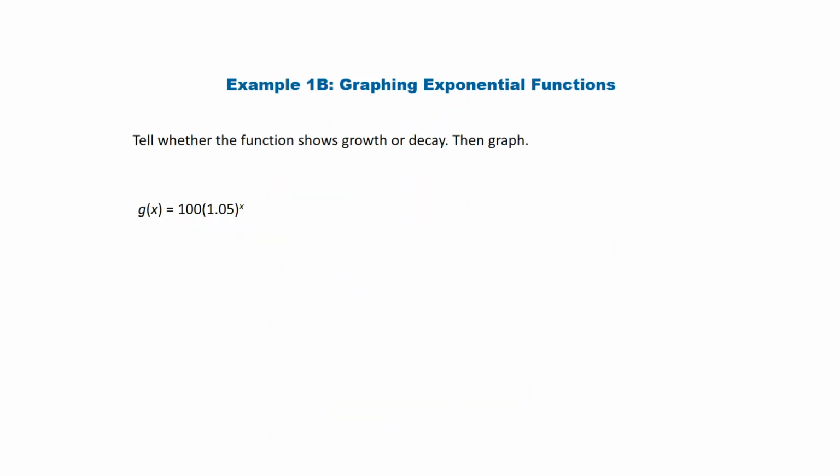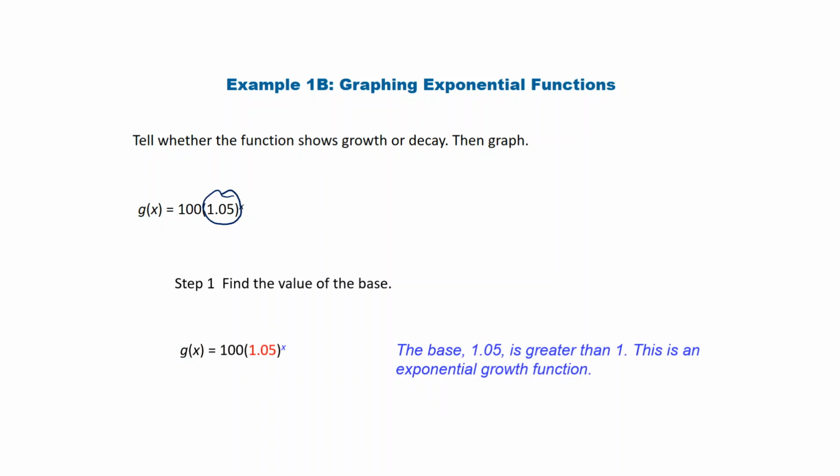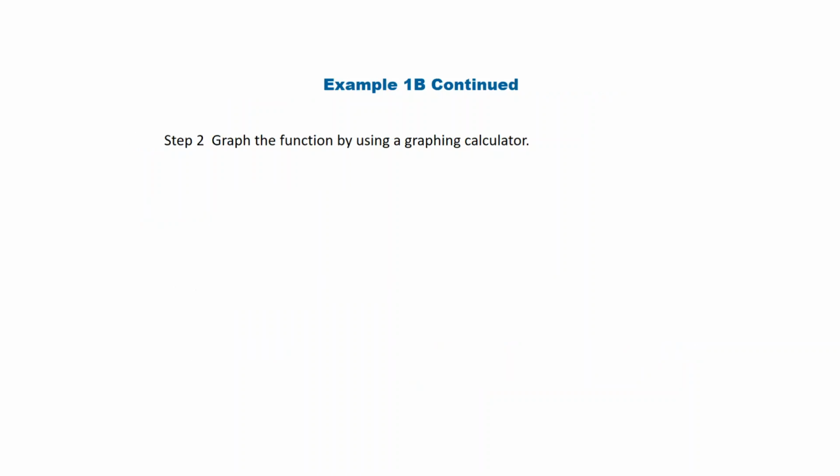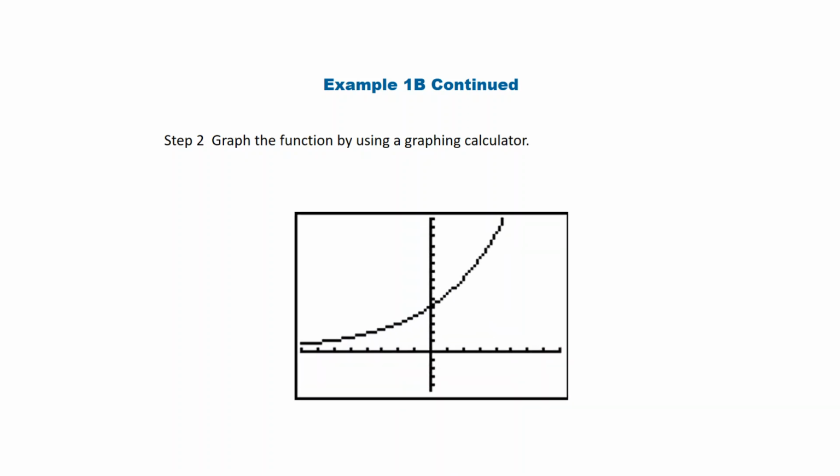All right, a second example: tell whether the function shows growth or decay, and then graph. Once again, step one, we want to take a look at the value of the base. Notice this time the value of my base, 1.5, is greater than 1. So that's going to tell us this is going to be an exponential growth. If you put it into your graphing calculator, you can see that in the end it actually looks like it's growing. As the x gets larger, my graph is getting larger also, and that would be an exponential growth.